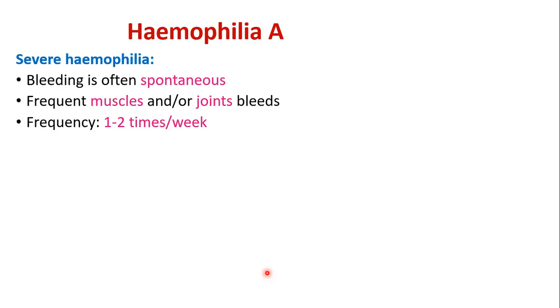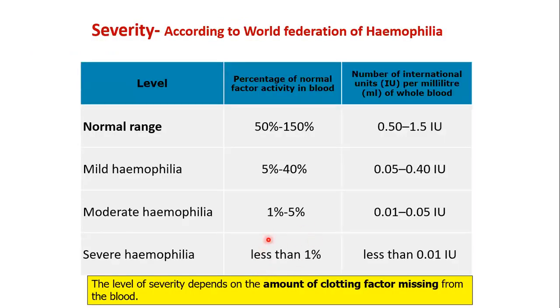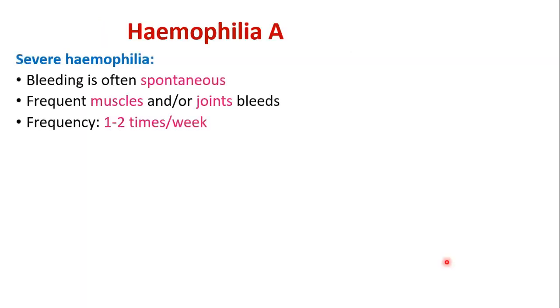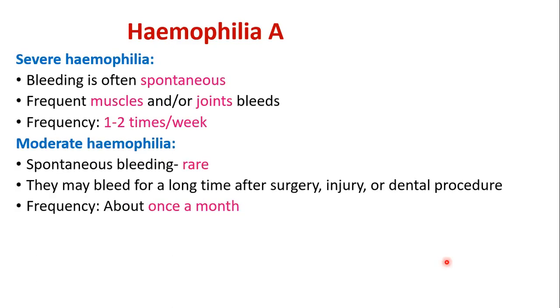Now, how does severe hemophilia present clinically? Bleeding is spontaneous, frequently into deep tissue like muscles and joints, one to two times a week. What do we mean by severe hemophilia? Factor 8 is less than 1% of normal, or less than 0.01 international units. They have spontaneous bleeding in muscles and joints, which you don't usually see in platelet disorders.